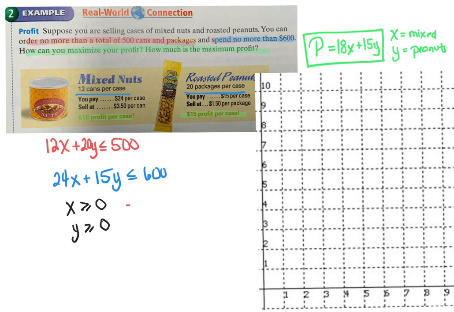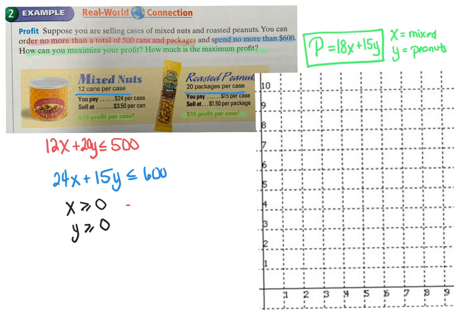Those are understood. Even though they don't tell you that, that's a logical constraint on this particular problem. So we have our constraints, we have our profit. We're going to graph our constraints and maximize our profit. This is where putting it in slope-intercept form is not logical.